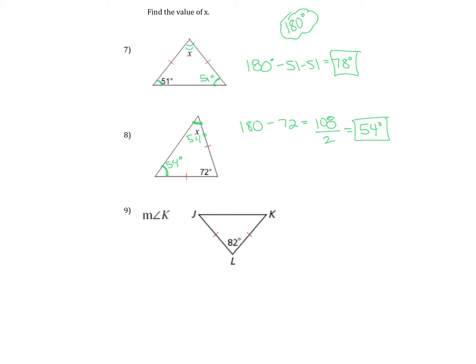So number 9 works just like number 8. My angle J and angle K are my base angles across from my red tick marks. My 82 degrees is made up of the red tick marks. That's my vertex angle. So my 180 minus my 82 is 98. Divided by 2 is 49 degrees. So the measure of angle K is 49 degrees.